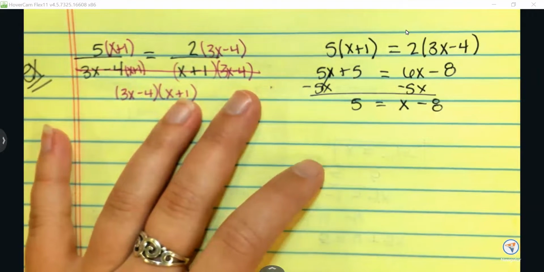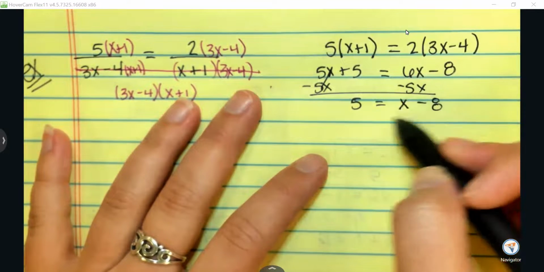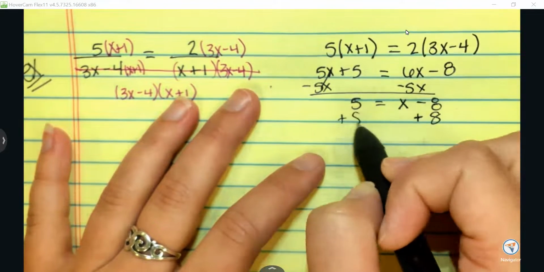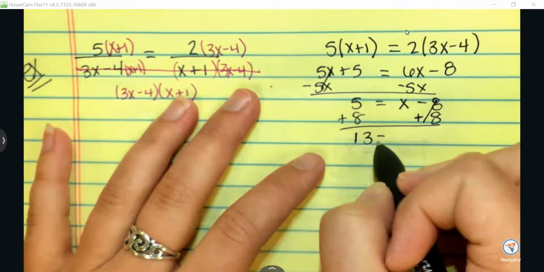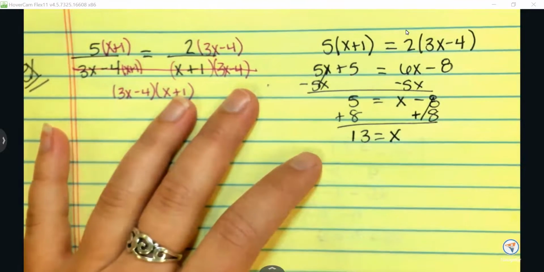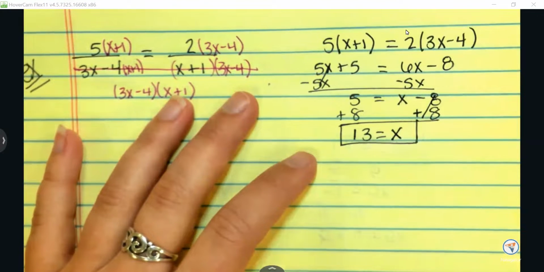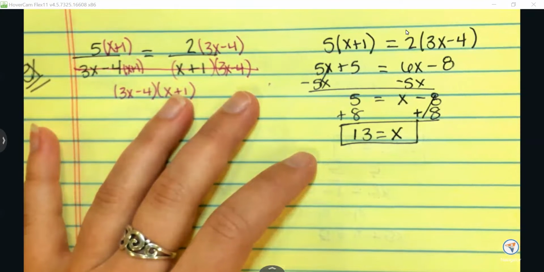Now what has to be moved next? The minus 8, because we got to get this x by itself. How do I move a negative 8? Add 8. What is 5 plus 8? 13 equals x. Is x by itself? So here is my final answer. Do we need to do one more?